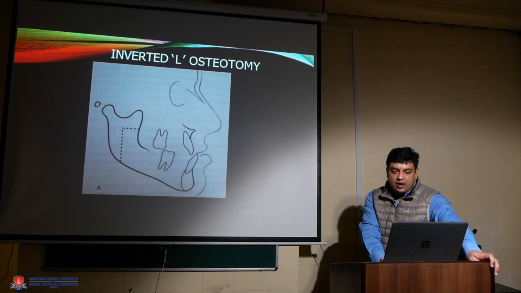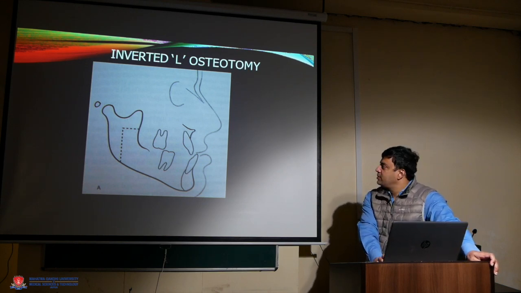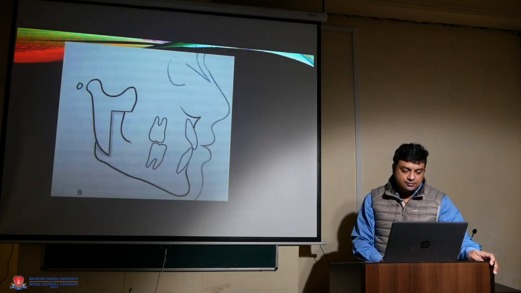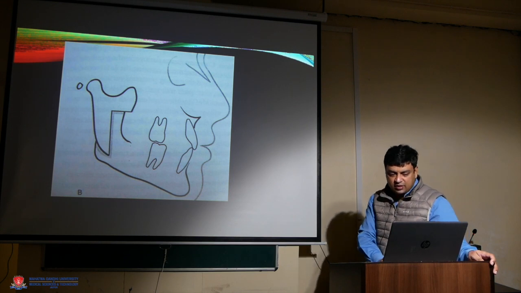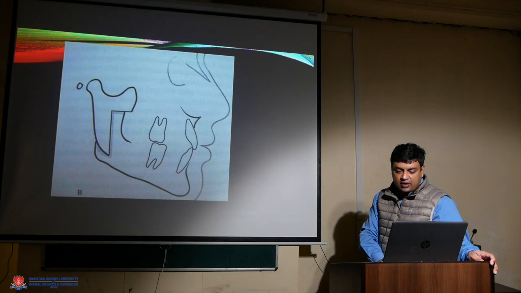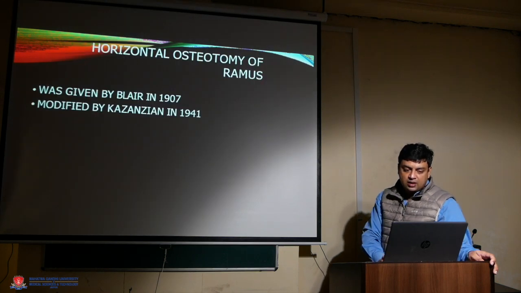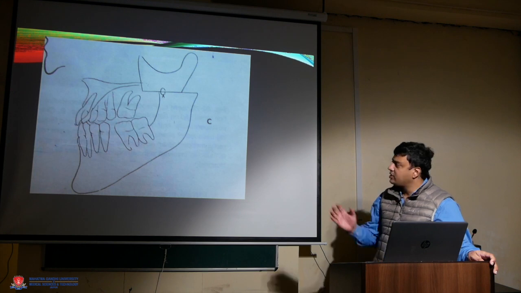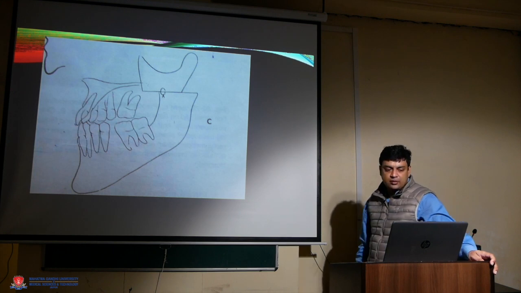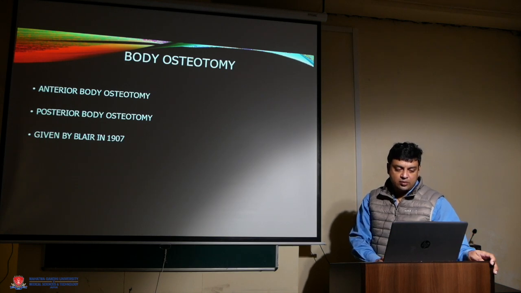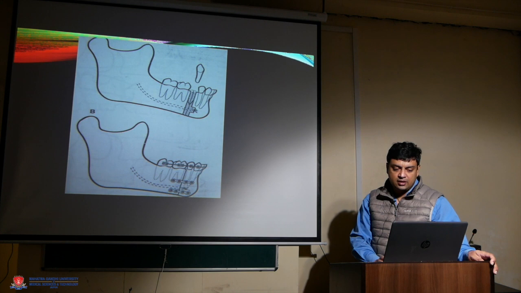Then there is inverted L osteotomy. Inverted L osteotomy appears something like this, extending from the ramus and then going back to the angle. This is an outdated procedure, but can be done if there is an anterior open bite along with mandibular excess, that is mandibular prognathism. Horizontal osteotomy of the ramus was again given by Blair in 1907 and modified by Kazanjian. This is the horizontal one. It's not used nowadays. It's an outdated method.